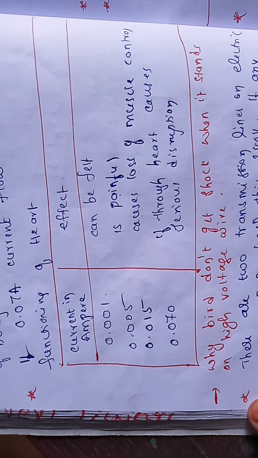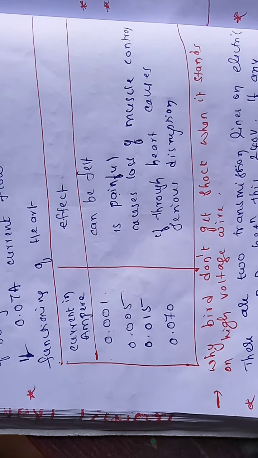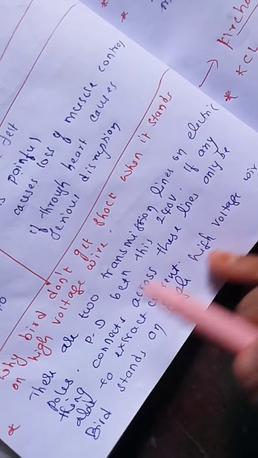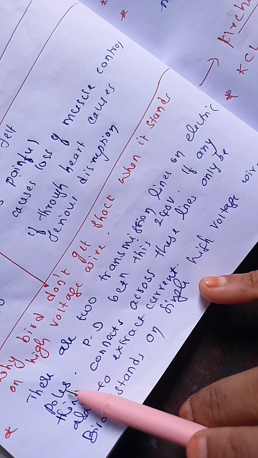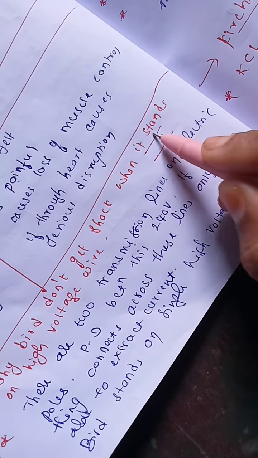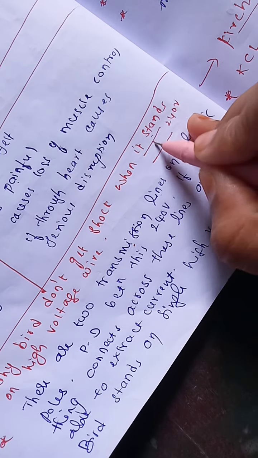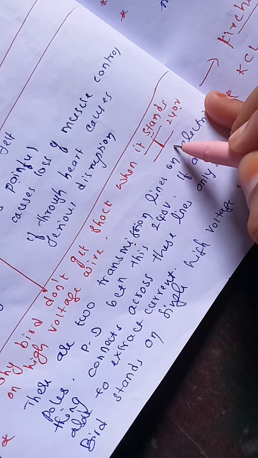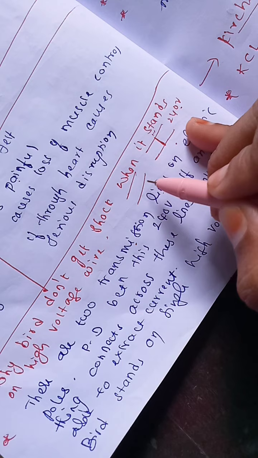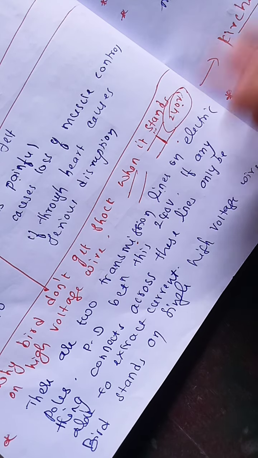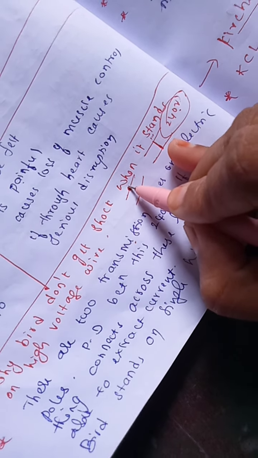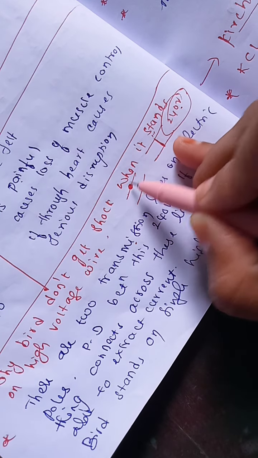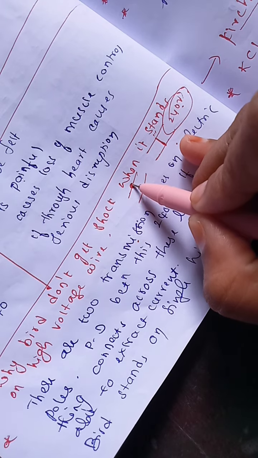Right? Next, you have seen that birds stay on high transmission lines, high voltage wires, but they do not die. Why? Here is a small explanation. Actually there will be two transmission lines on electric poles. The potential difference between these two transmission lines will be 240 volt. If we connect anything across these, then a potential difference of 240 volts passes from one wire to the other wire. If we don't connect anything, then this passage of voltage will not be there. And the bird stands on one wire only, so it does not undergo any electric shock and does not die.